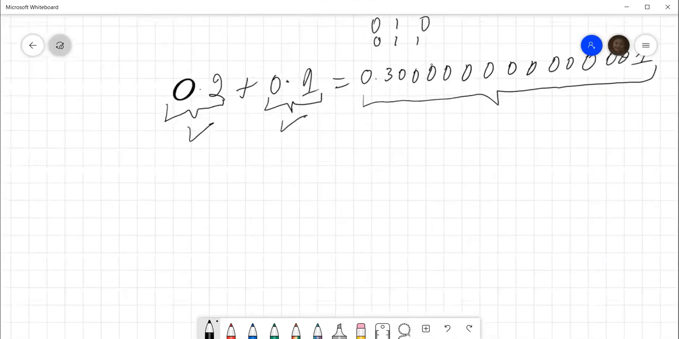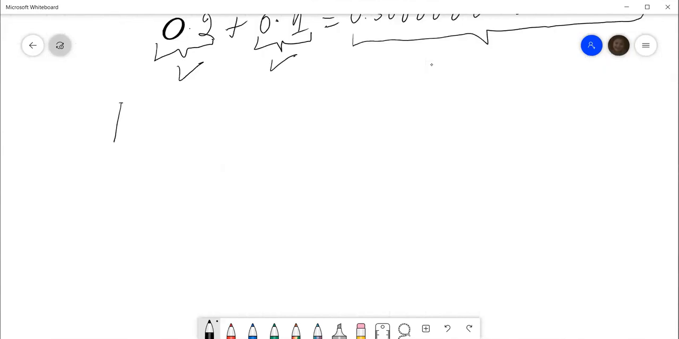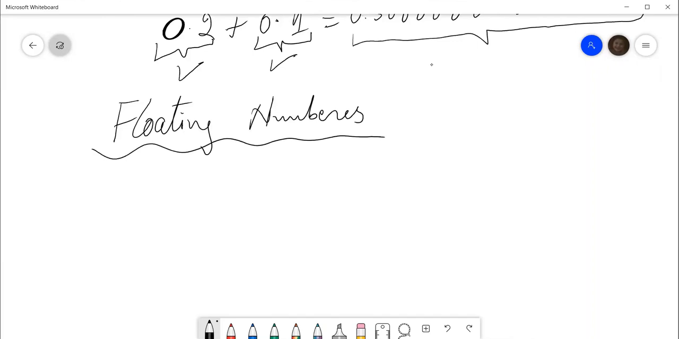So instead of fixed point notation, what we can do is use floating point numbers. Do you remember what this is?